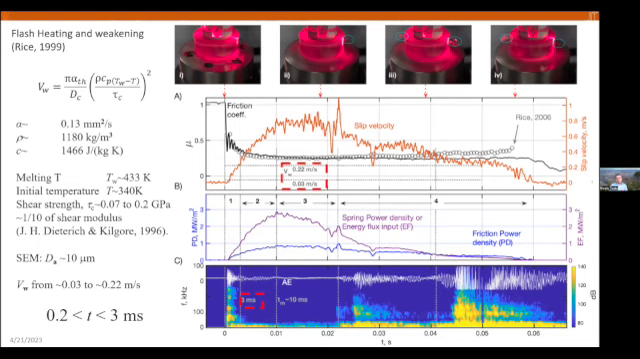We can apply the flash heating and weakening, and we can find that the velocities of weakening for plexiglass should be between 0.3 and 0.22 meters per second, which are these two lines here. Now, these two lines correspond to this point here and this point here in velocity. And this point here is exactly where we see the acoustic emission ending. So we think that in this phase here, we do have the formation of the melt layer.